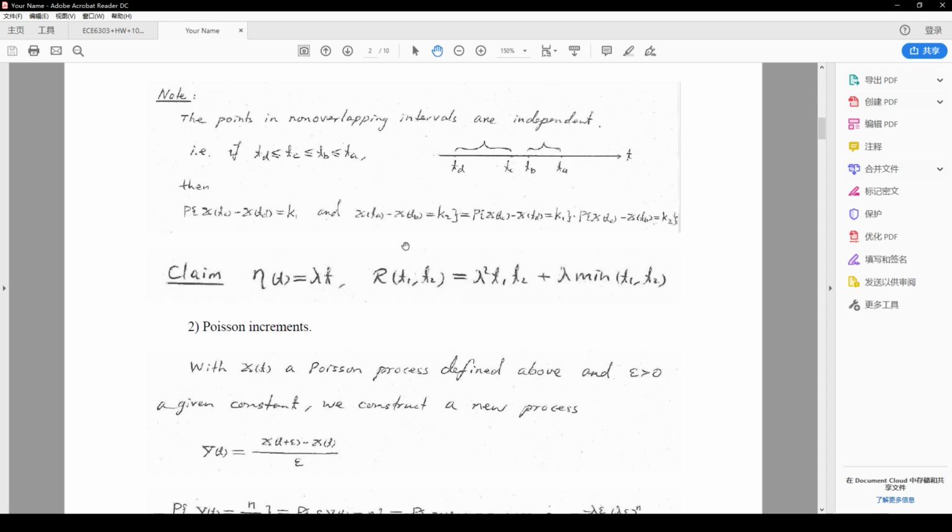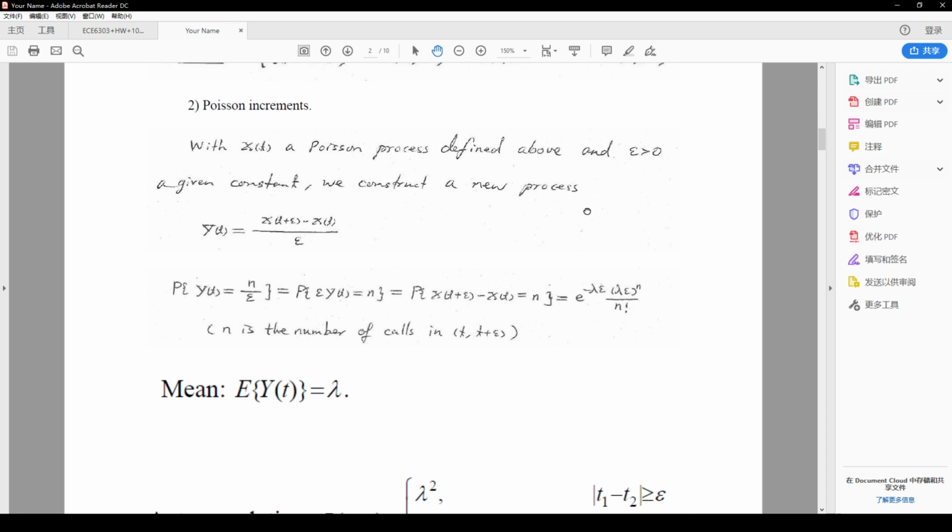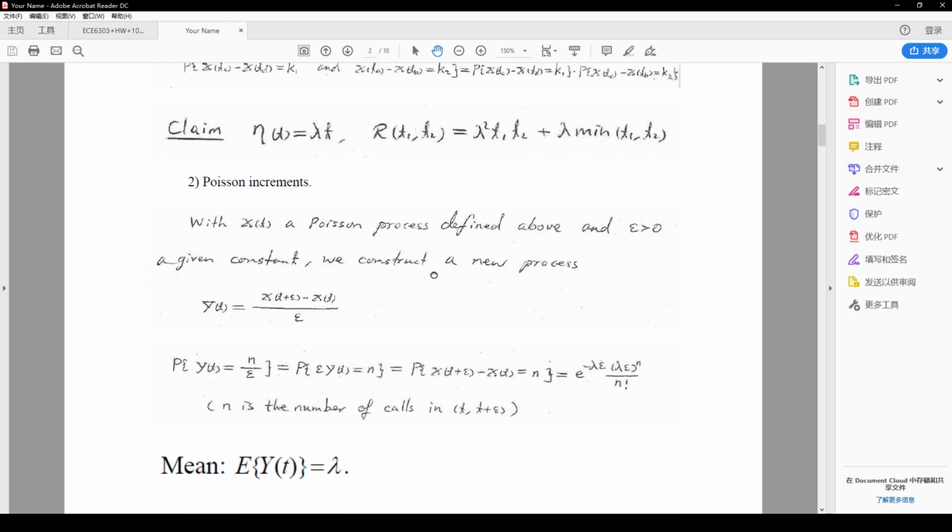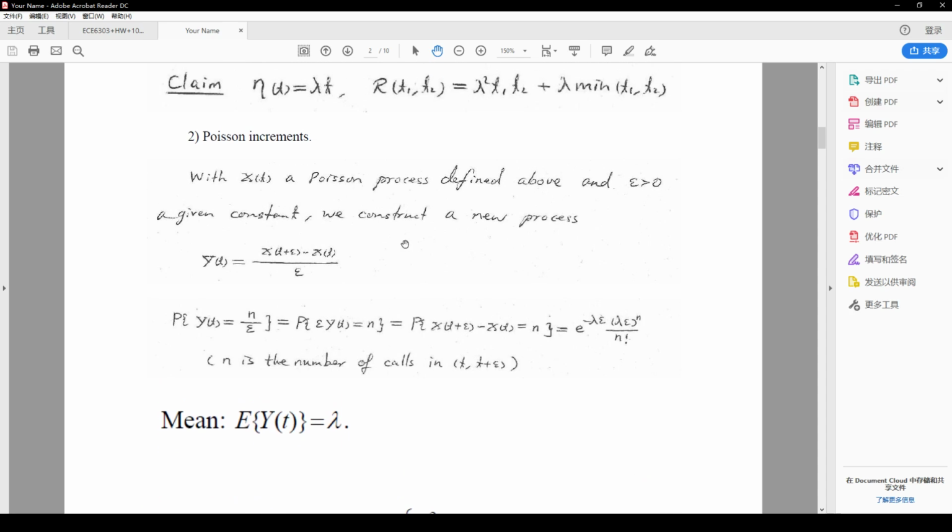And the autocorrelation shows the property of independence. The Poisson process will be independent. Okay, and the second one is the Poisson increment. In this part, we have Y(t) equal to X(t+epsilon) minus X(t), all over epsilon, where X(t) is a Poisson process and Y will be the Poisson increment.